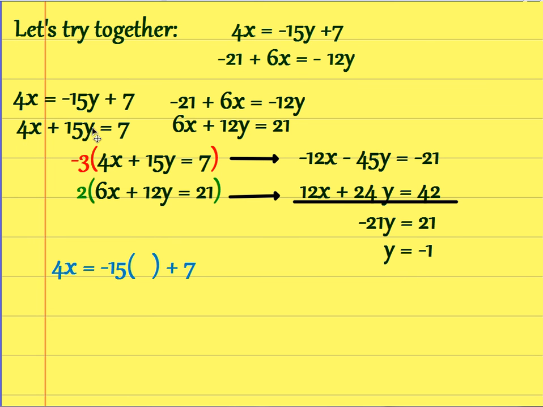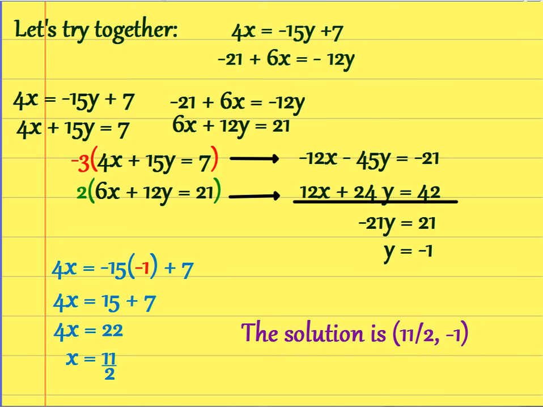If I choose my first equation this time and replace y with negative 1, I can multiply, combine like terms on the right, and divide by 4. Dividing by 4 gives me 22 over 4, which reduces to the fraction 11 halves. I could also make that a decimal. That equals 5.5 if I choose to. And then I can put them into my solution, 11 halves, negative 1.